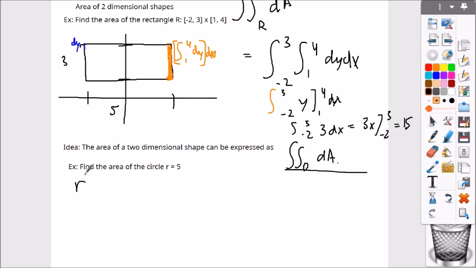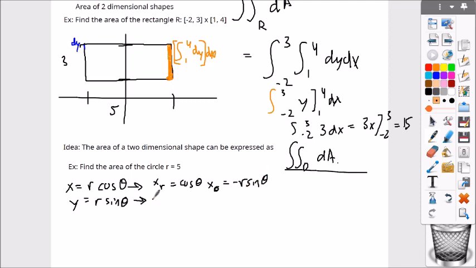Well, if we have r equals 5 like this, I wouldn't want to convert back to x and y. So I'm just going to dish out the polar coordinates. x equals r cosine theta, y equals r sine theta, and then we can work out the Jacobian. x sub r is cosine theta, x sub theta is -r sine theta, y sub r is sine theta, and y sub theta is, my mind went blank, r cosine theta.